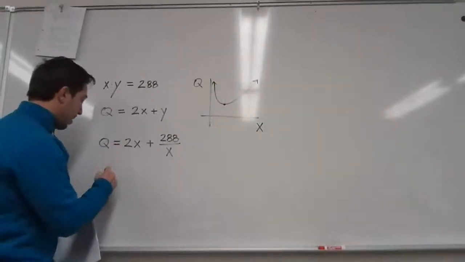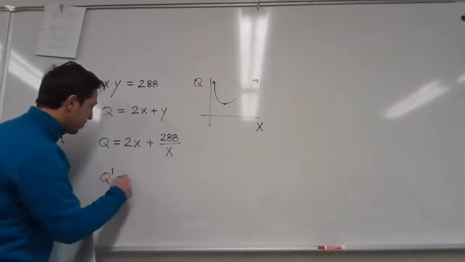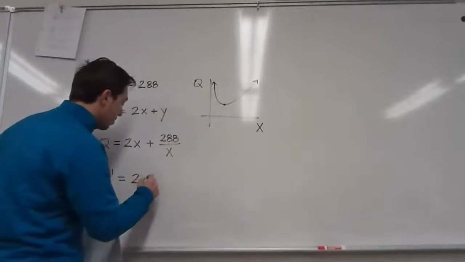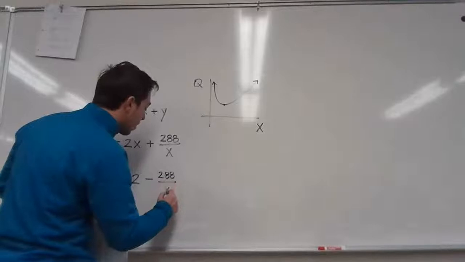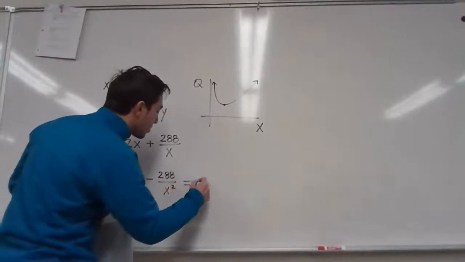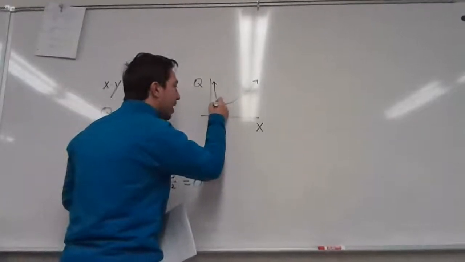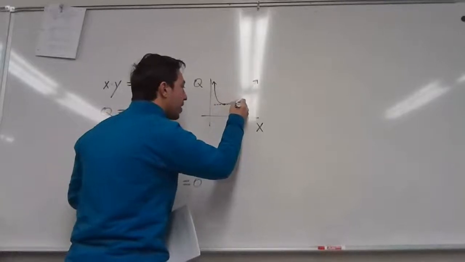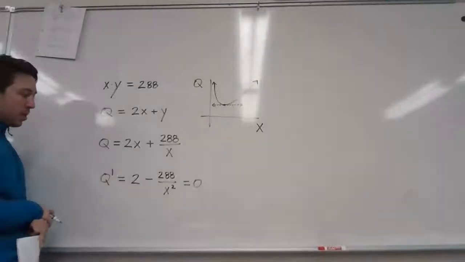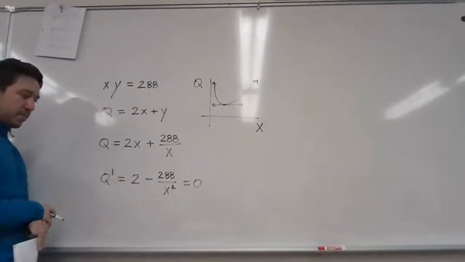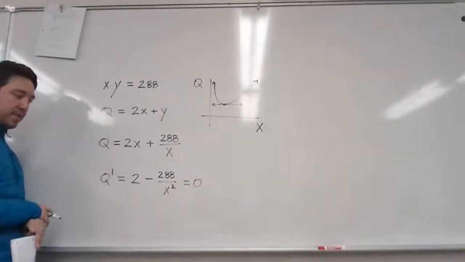Anyway, take the derivative. 2 minus 288 over x squared. We're going to set that equal to 0. Again, we want to know when that tangent line is flat. When do we hit that minimum? If I solve this, what do we get for x?